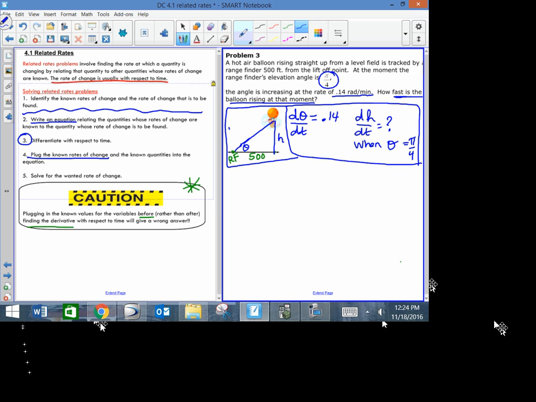Okay, what about step 2? We need a relationship. What is the relationship between theta, H, and 500? That diagonal is not even a problem. Tangent of theta equals H over 500. Nice. Tangent is opposite over adjacent. Good job. Those trig functions are going to come up. All right, now I'm ready to differentiate. This is step 2. But you might want to do something with that 500 before you differentiate.